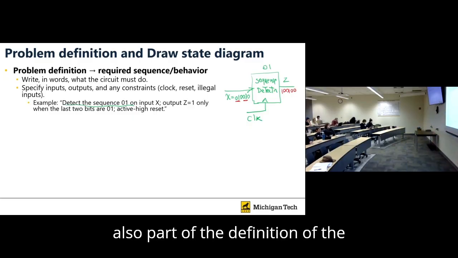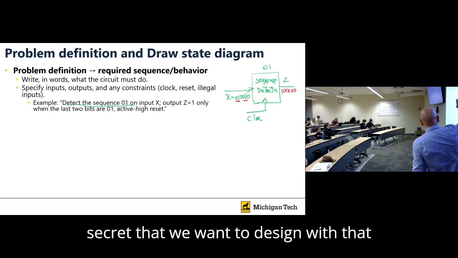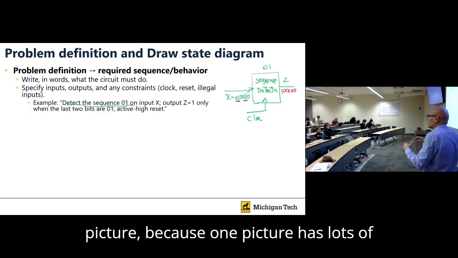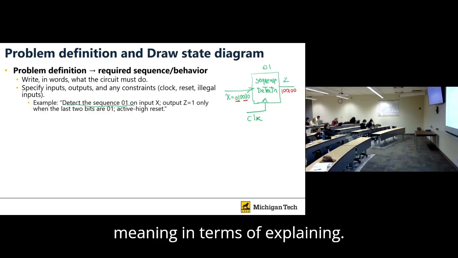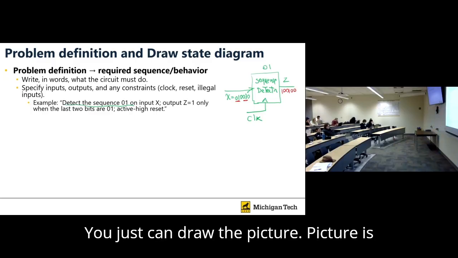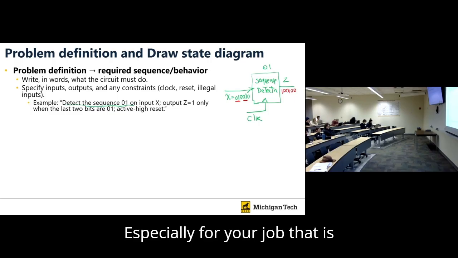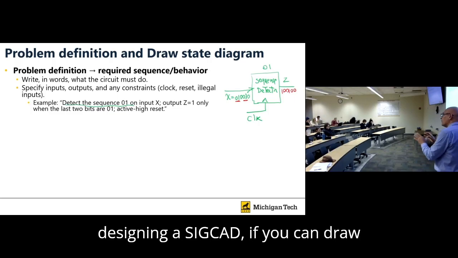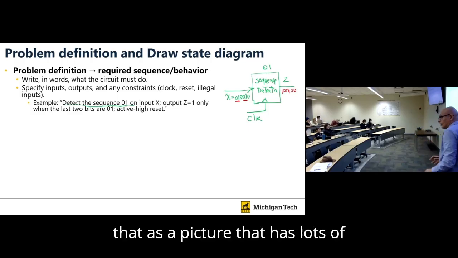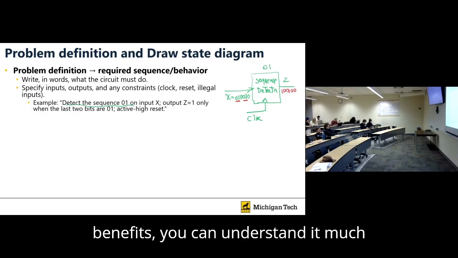This is also part of the definition of the circuit that we want to design, with that picture, because one picture has lots of meaning in terms of explaining. You can just draw the picture. Picture is very important, especially for our job of designing a circuit. If you can draw it as a picture, that has lots of benefits. You can understand it much better.